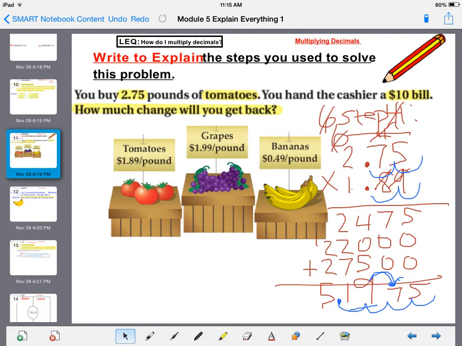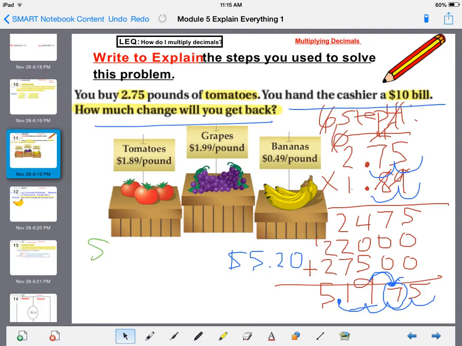So when I go to the cashier, they're going to charge me either $5.19 based on the thousandths place or $5.20. And if he's 5 or more, we raise the score. If he's 4 or less, you give him a rest. Well, clearly he's 5 or more. So what I really spent was $5.20 on the tomatoes. But I'm not done there, because the rest of the question says if I hand the cashier a $10 bill, how much change will I get back?